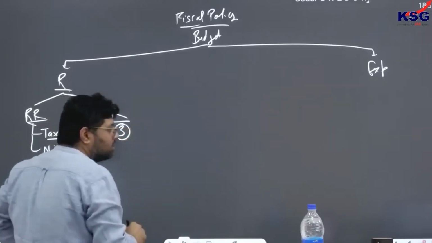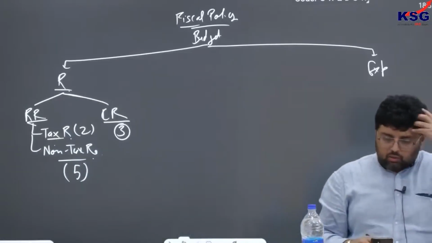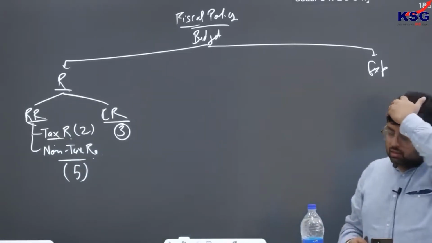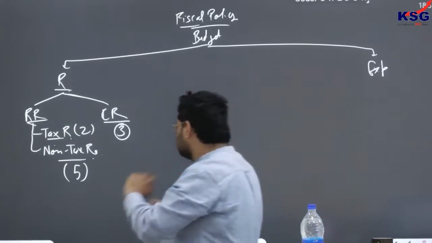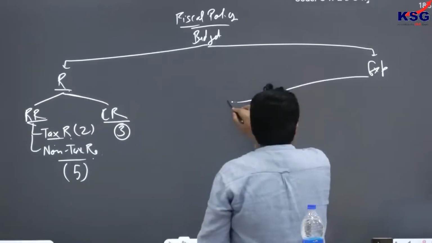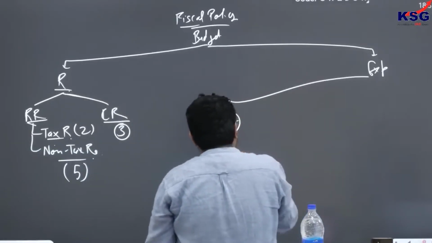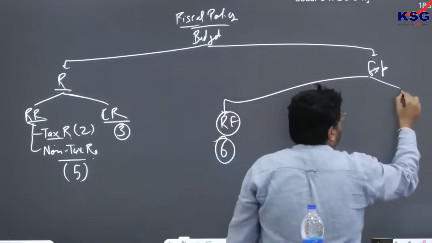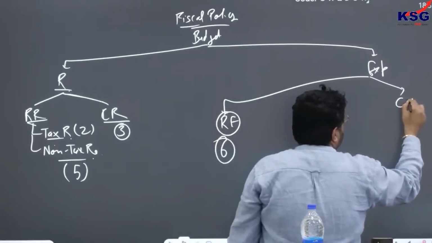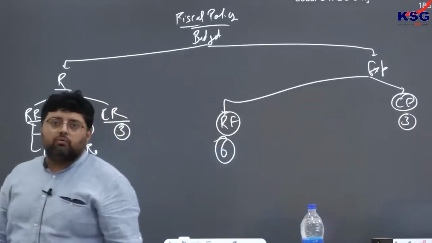One item is known as debt creating capital receipt, that is loan or borrowing. Another 2 items are known as non-debt creating items. So total 3 items. Now when it comes to expenditure, in revenue expenditure we have 6 items, and here we have 3 items. Clear? So this is what you have to remember.